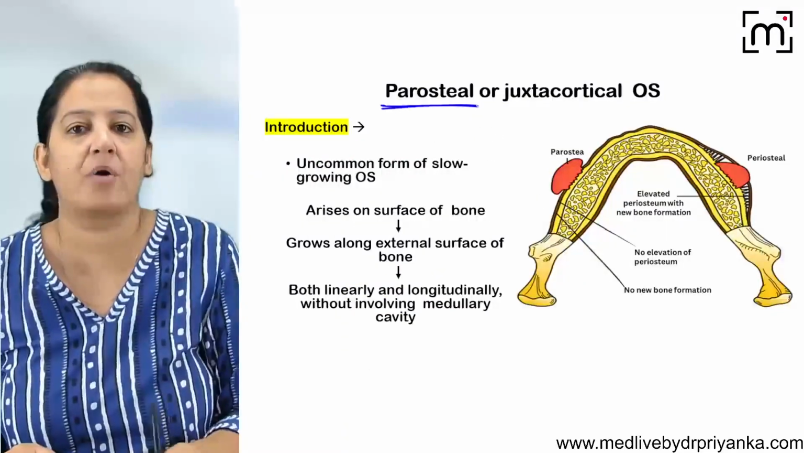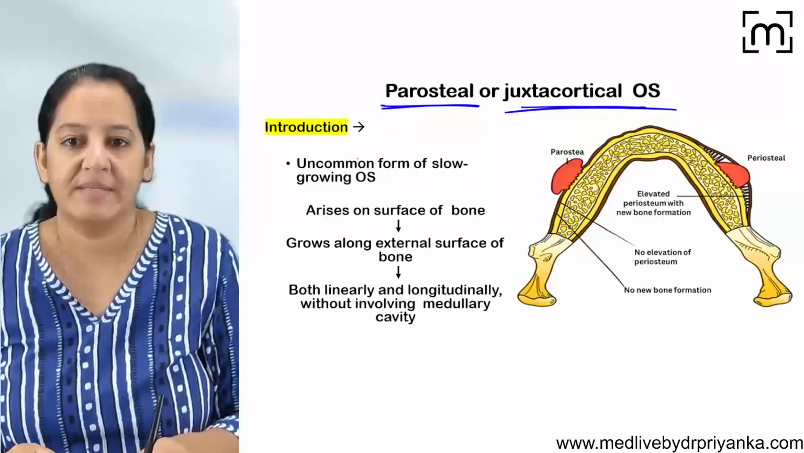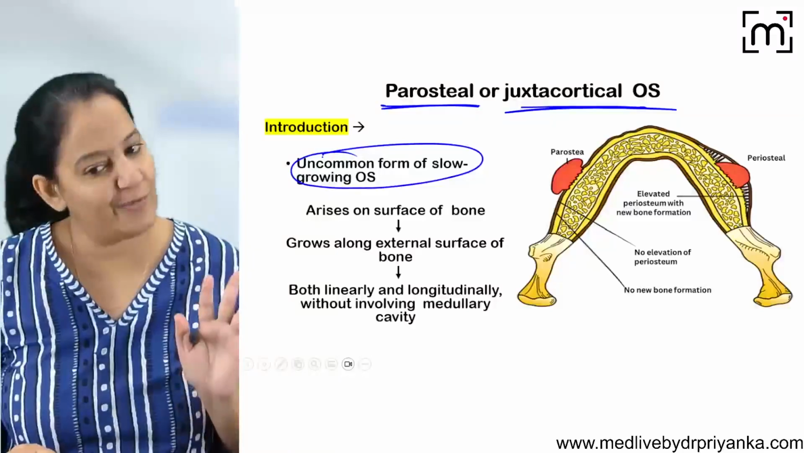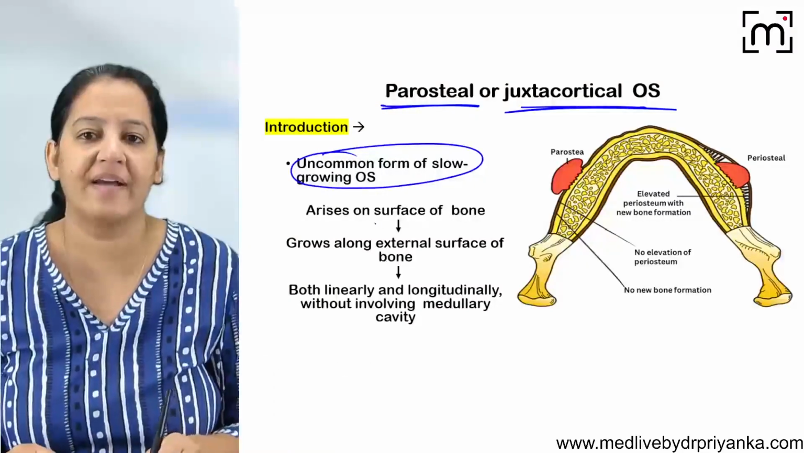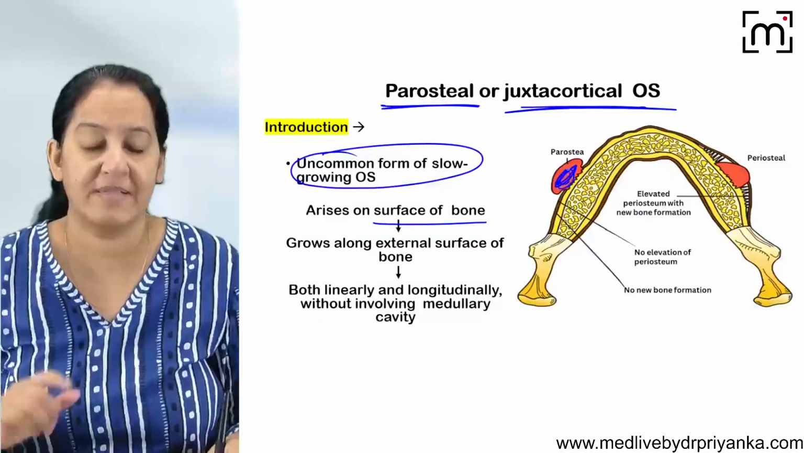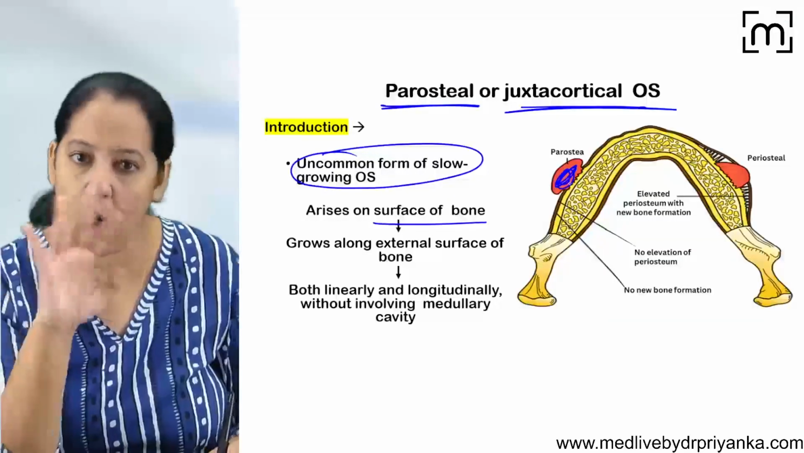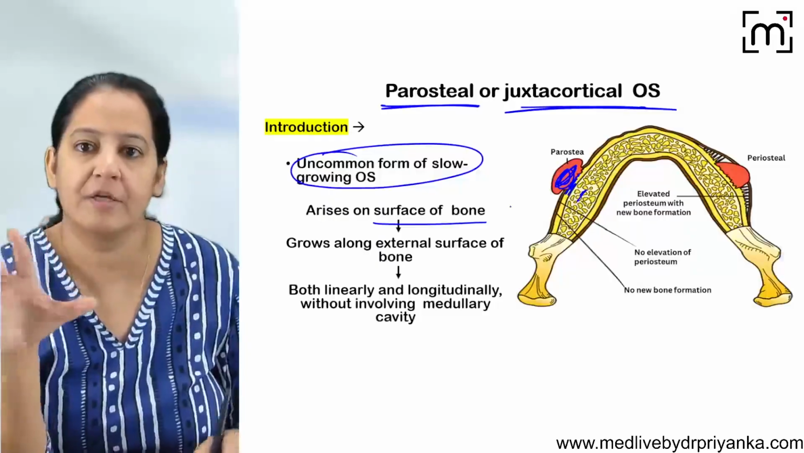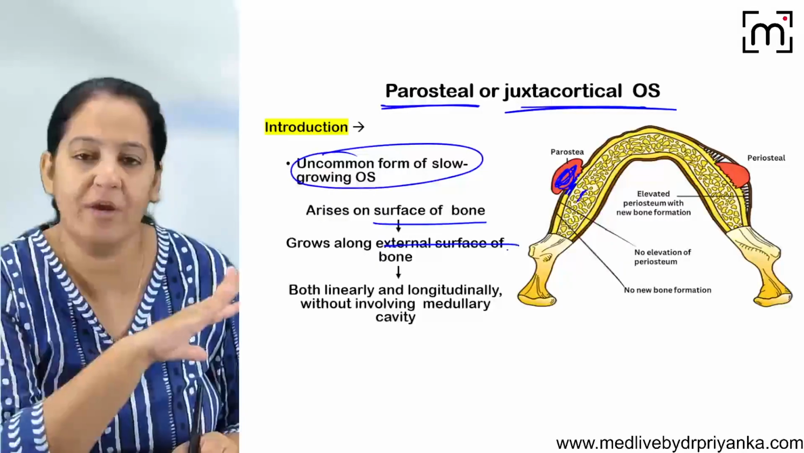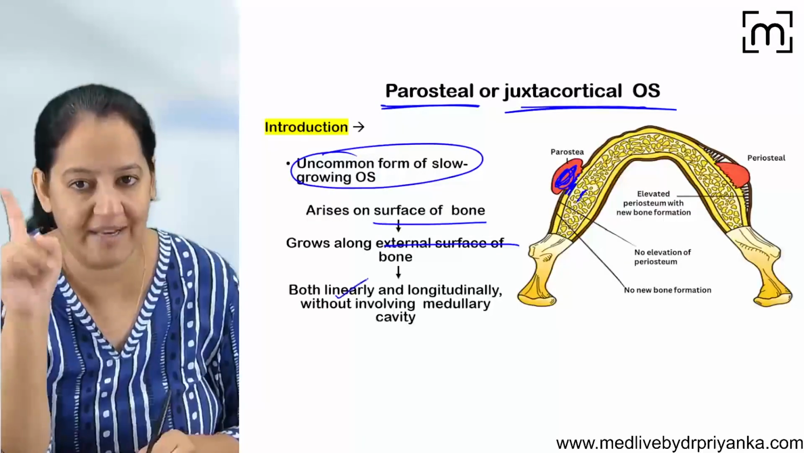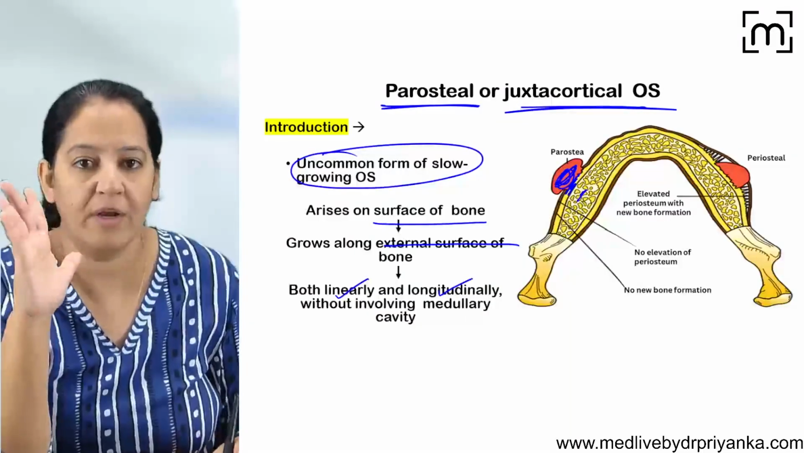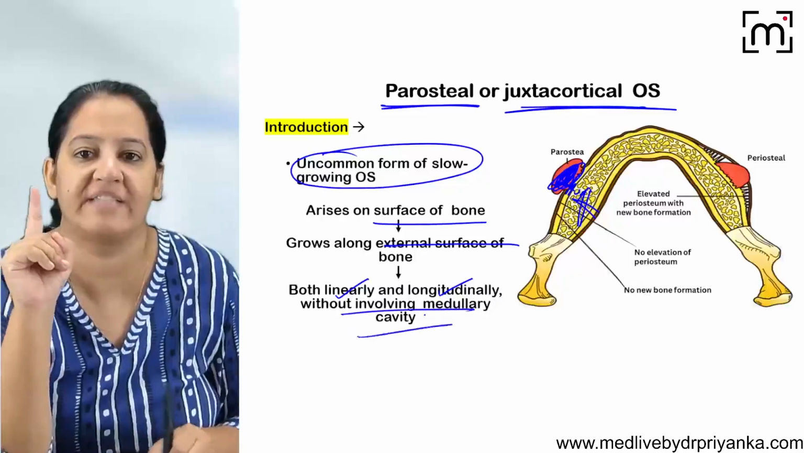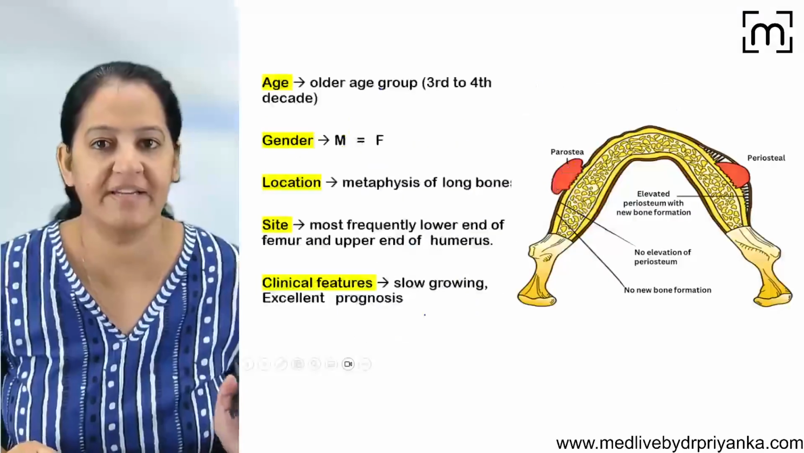You can see it very clearly in the diagram. So let's start with parosteal or juxtacortical. It is an uncommon, very rare, very slow growing form of osteosarcoma. It arises on the surface of the bone. It is outer to everything: outer to the cortex, outer to the periosteum. It grows only on the external surface of the bone, longitudinally. It does not involve the medullary cavity.